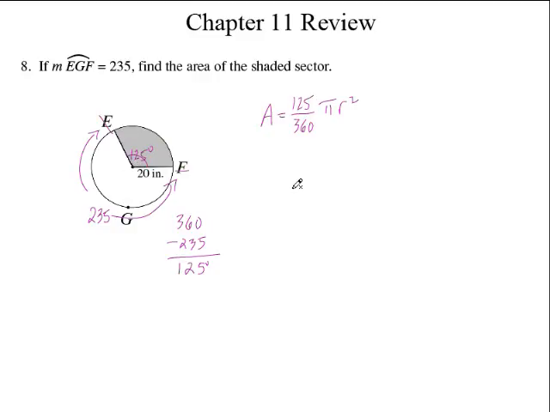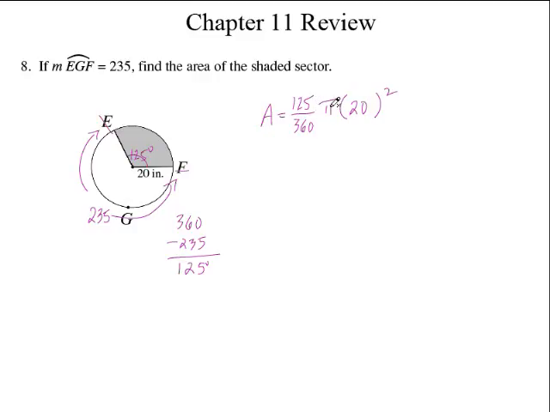So that's 125. Now look what they tell you. They tell you the radius. So let's just get rid of that radius right there, get rid of that little dot, and put the actual number in there. It's 20, so it's radius squared, so it's 20 squared.